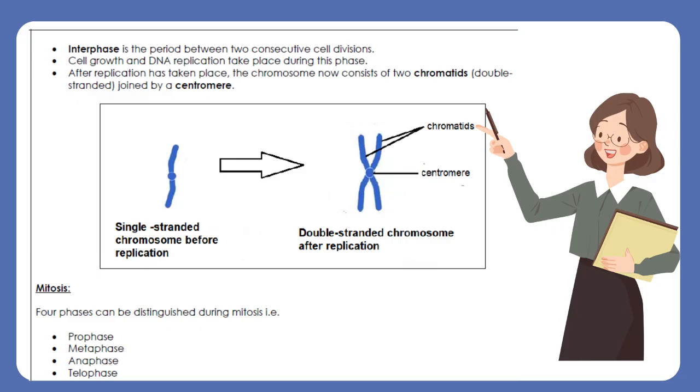Interphase. Interphase is the period between 2 consecutive cell divisions. Cell growth and DNA replication take place during this phase. After replication has taken place, the chromosome now consists of 2 chromatids, double-stranded, joined by a centromere. Mitosis. 4 phases can be distinguished during mitosis, i.e., prophase, metaphase, anaphase, telophase.